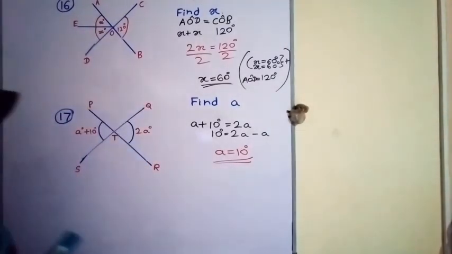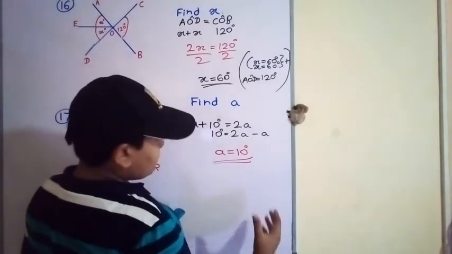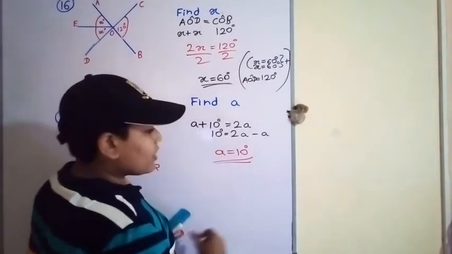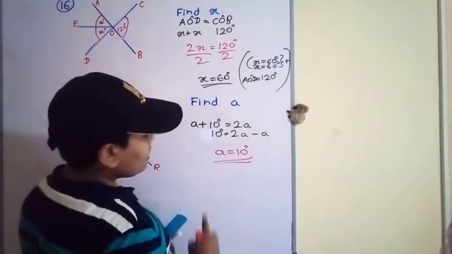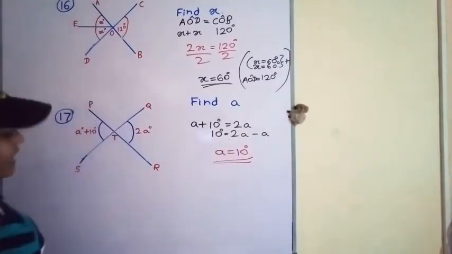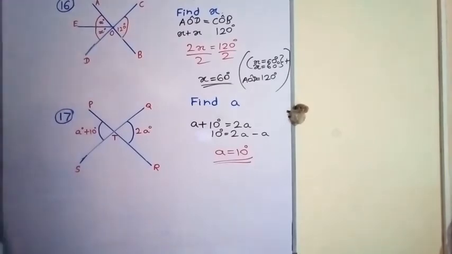Right? Now 2A subtract A means what? 2A subtract A is A. Now the 10 remains, A is 10. That is the answer for the 17th one.